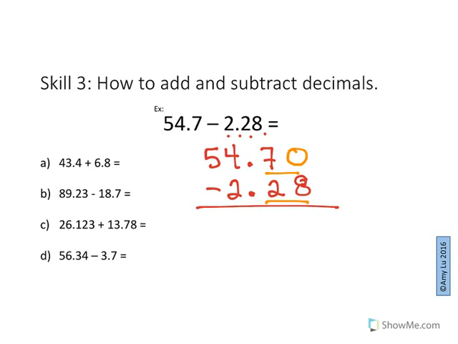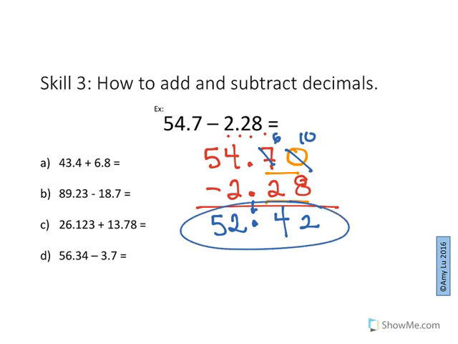So let's go ahead and do this. 0 take away 8, we can't do that, so we have to borrow from our neighbor. 10 take away 8 is 2. 6 minus 2 is 4. Bring the decimal straight down. It doesn't go anywhere but straight down. 4 take away 2 is 2, and 5 take away nothing is 5. So the answer of 54.7 minus 2.28 is exactly 52.42. So at this time, pause and do A, B, C, D.